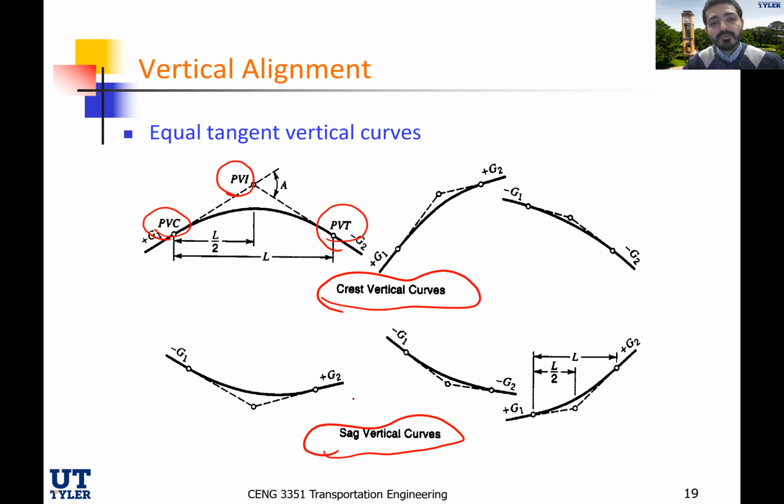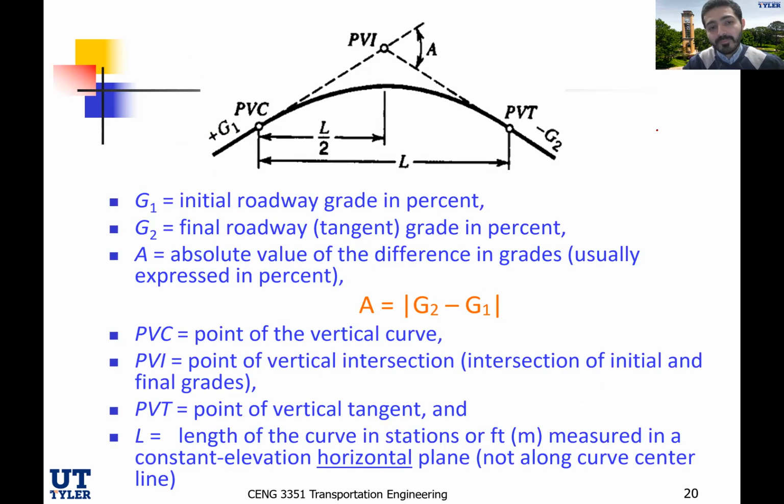You're going to be able to define it by a positive G after a negative G. That's a sag vertical curve. Or a steep G1 and then a less steep positive G2. That's also a sag vertical curve. Look up the lecture that we talked about vertical curves to see how you can differentiate, looking at G1 and G2, between a crest vertical curve and a sag vertical curve.